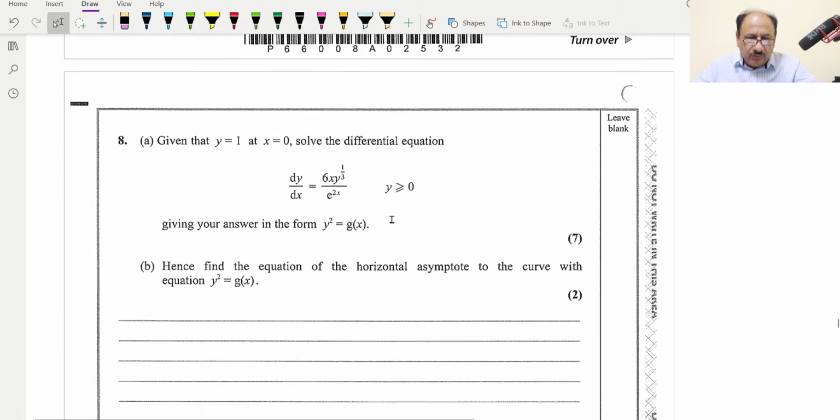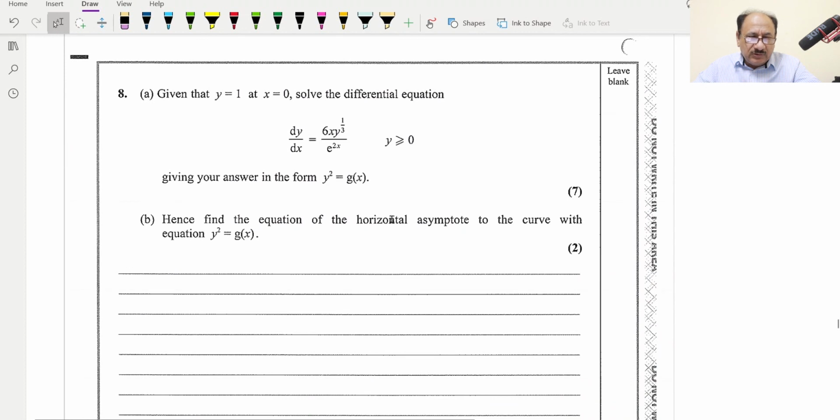Now we can move to question number 8. Question number 8 says, given that y is equal to 1 at x is equal to 0, solve the differential equation. This is the equation which we need to solve, giving your answer in the form y square is equal to g of x. We have to provide the answer in this format, and this is a 7 marks question.